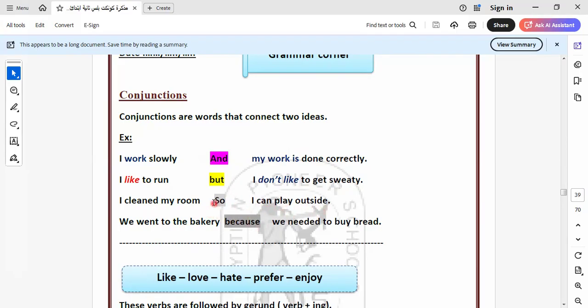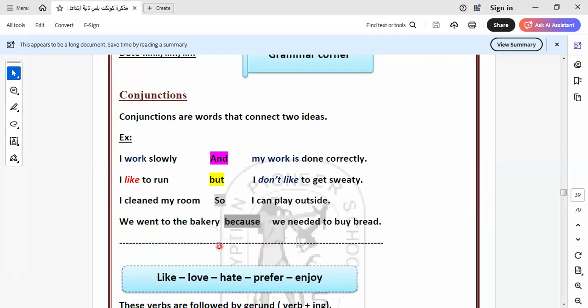Because is reason. The difference between so and because: so is used to add a result, because is for reason. Like what? I cleaned my room so I can play outside.